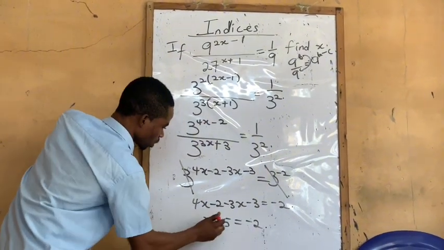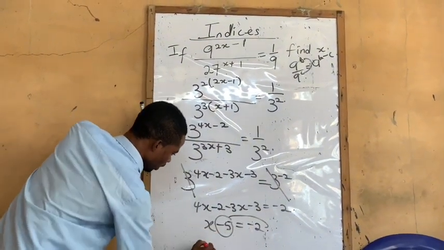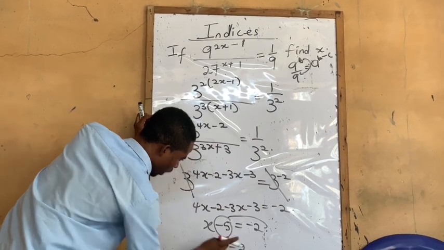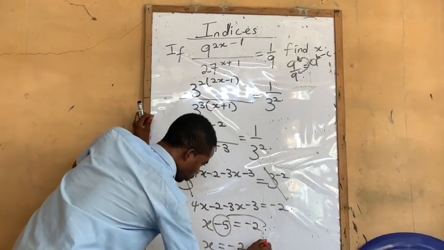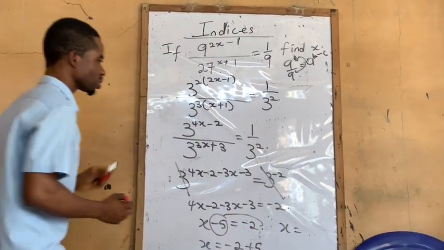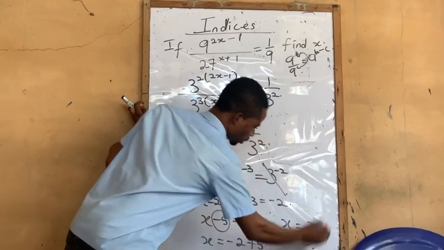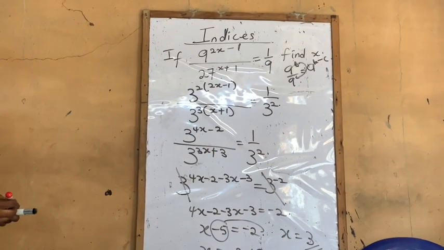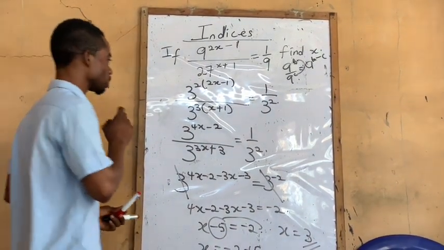So what do we do with this? We are bringing this to this side. x equals minus 2, and minus 5 becomes plus 5 here. Our x equals minus 2 plus 5, that is 3. Our x equals 3. That is the first question. Now let's go to the second one.